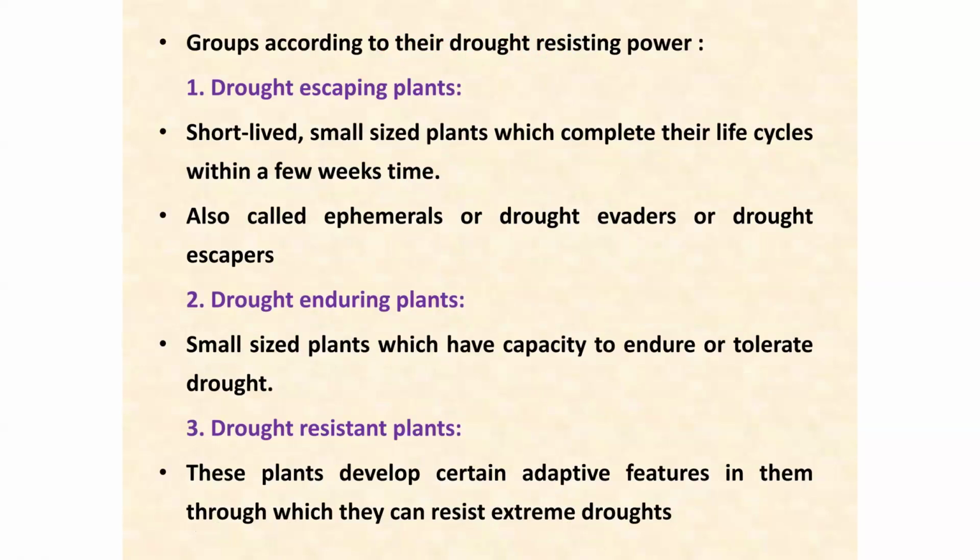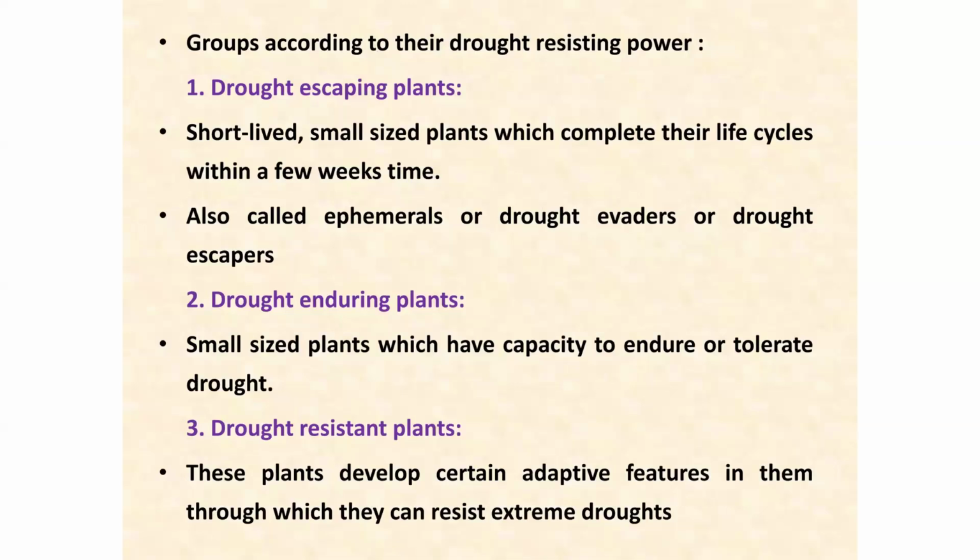These xerophytic plants are again classified into three types: drought escaping plants, drought enduring plants, and drought resistant plants. The first one is drought escaping plants. These are short-lived and small-sized plants which can complete their life cycle within a few weeks or even a few days. They are also called ephemerals, drought evaders or drought escapers. When water is available they live, and in dry conditions they remain as perennating buds. When water is available, they complete their life cycle, so they are called drought escaping plants.